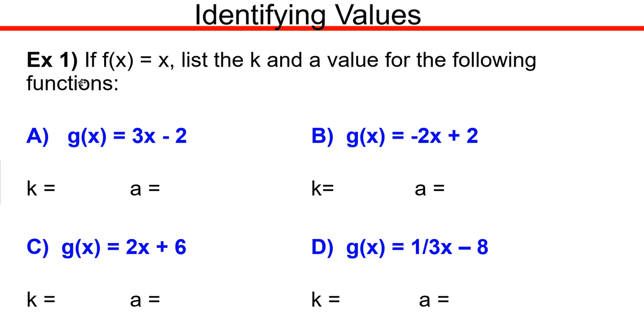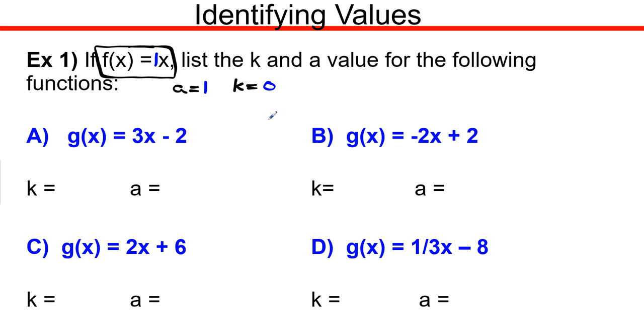So here we go. First off, they say if f of x equals x, list the k and the a value for the following functions. What helps to actually know what the k value is going to be is to first look at what the k value is in the parent function. My a value here is the coefficient in front of the x, which if it's not there, is a 1. And then I have nothing being added here, so my k value for my parent function is, you guessed it, 0. So we're looking at moving from 0 to our new k values.